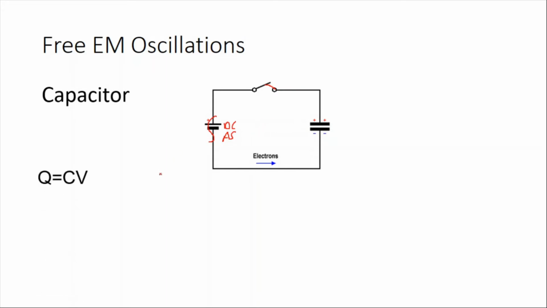The relationship between the amount of charge on the plate Q, the voltage drop across the capacitor V, and the capacitance of the capacitor C is described as Q equals CV.